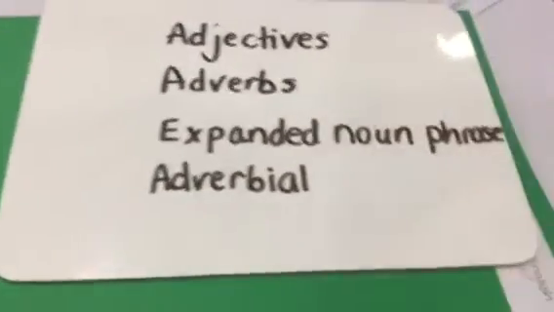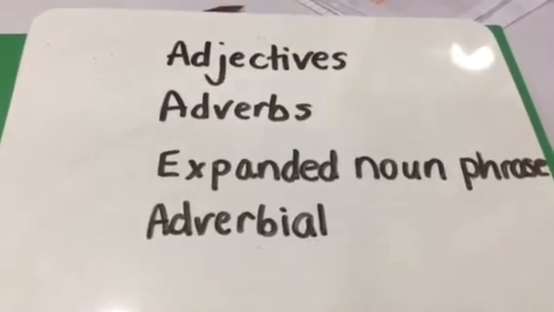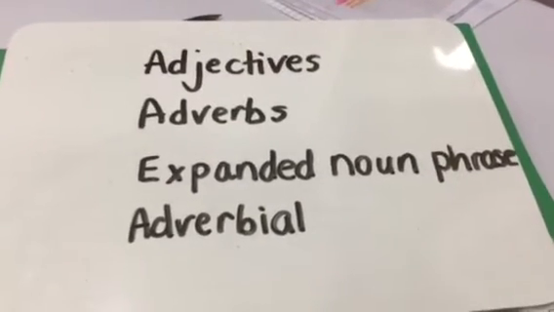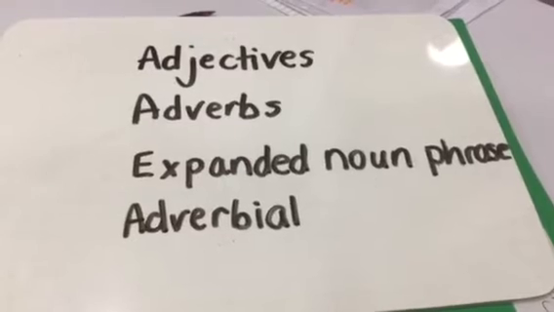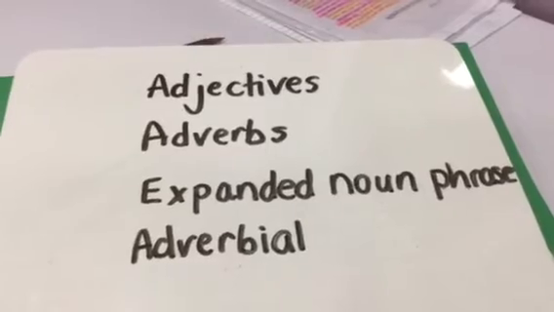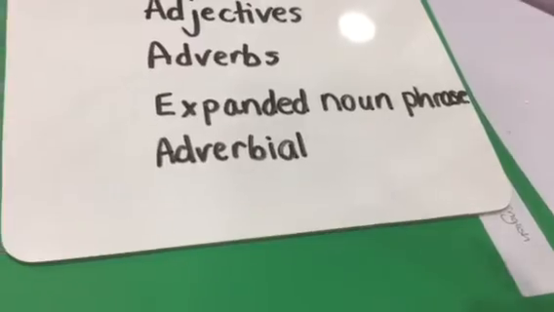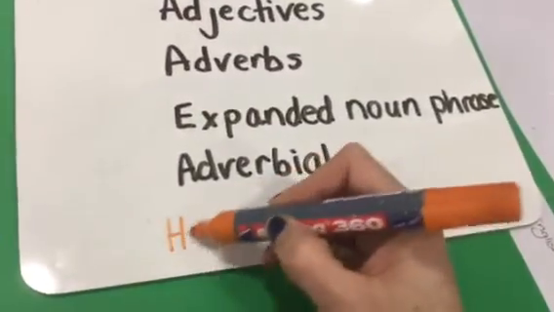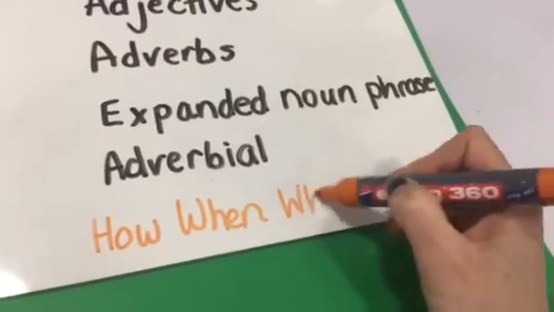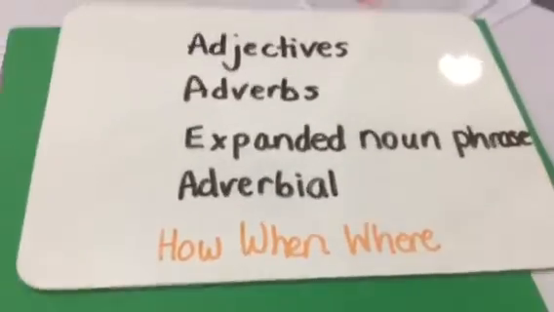The last way that we can extend our sentences is through using adverbials. Again, an adverbial is much like an adverb in that it gives more detail to the verb, but it doesn't have to just be one word. And it doesn't just say how the verb's being done. An adverbial can say how, when, or where the verb is being done or taking place. So let's just write that under there. How, when, or where.